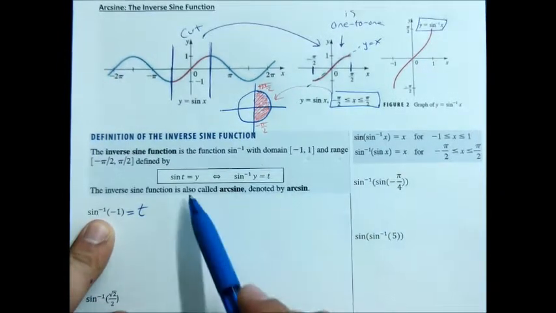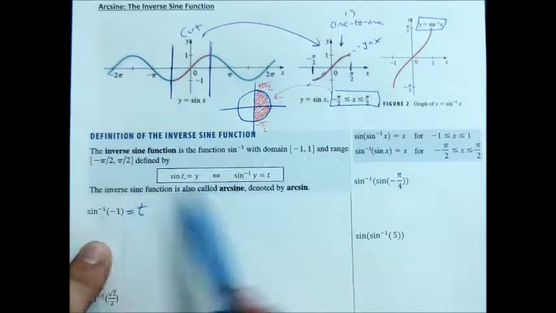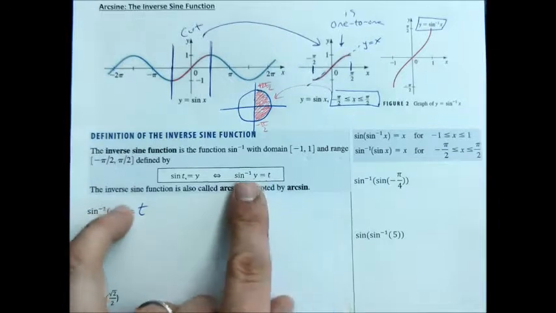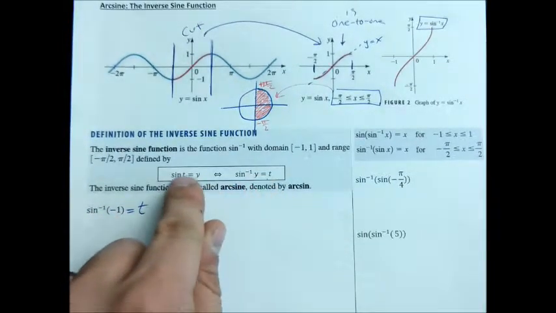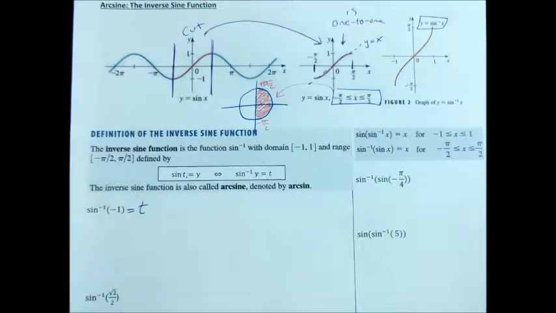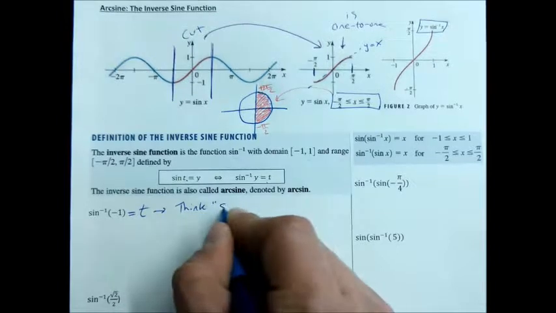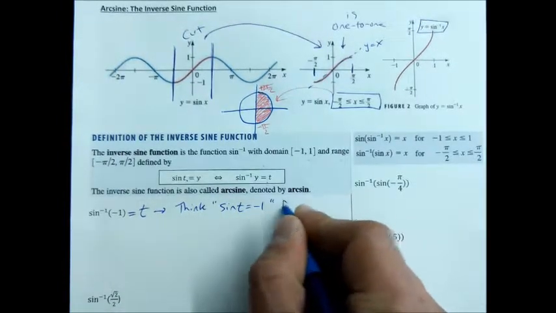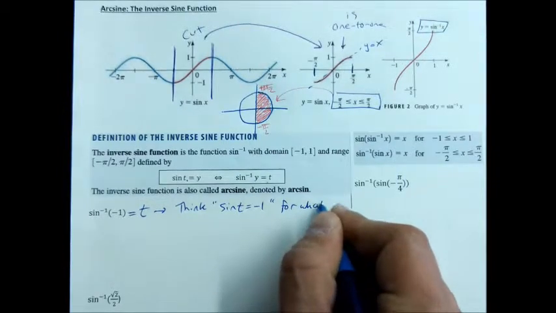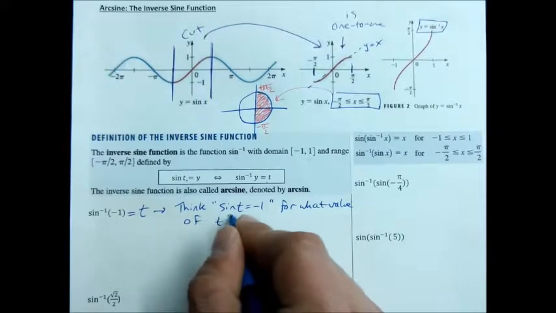And so we think about it by doing this. We think, where did that t come from? Right, so I'm going to rewrite this equation, which looks like this. Right, those two things look similar. And I'm going to write it in this form, which gives me something to work with. So here's how we think about this. We think, sine of t equals negative 1 for what value of t?